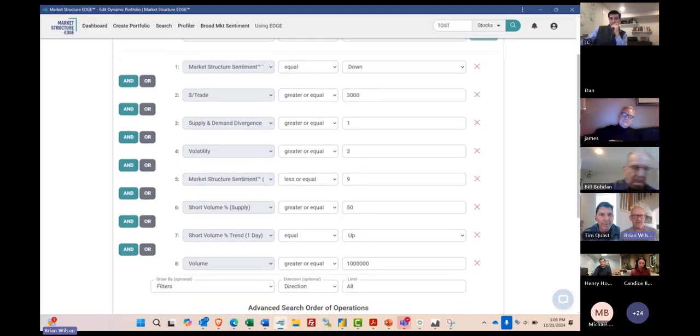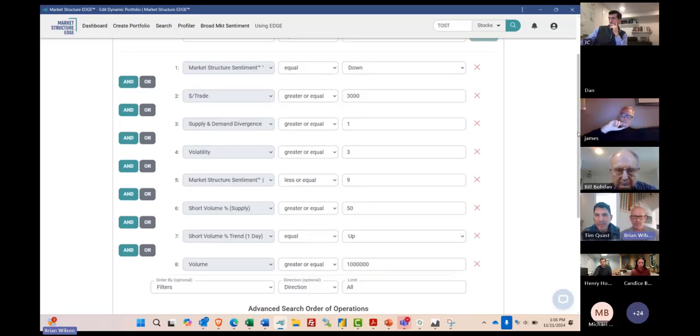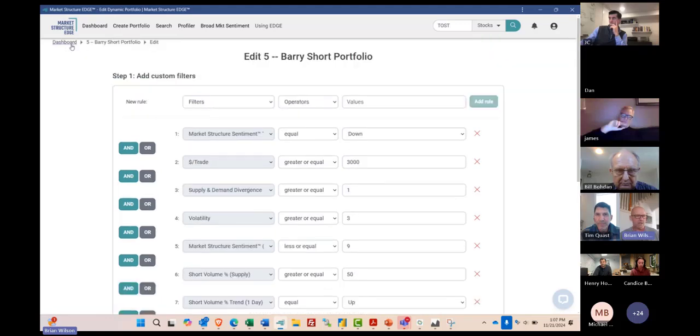Here's the conditions that this one tracks. What Barry is looking at specifically, he's trying to catch them early. So he's trying to catch names that are falling from basically tens and catching that first part when they really start to decline from those higher levels.